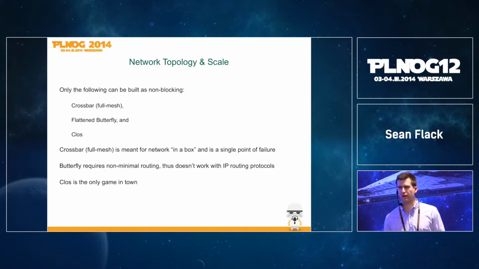So you tend to see these in HPC or high-performance network environments, where a network is built for a certain scale, and you do not imagine it getting any bigger or any smaller. And it provides a single point of failure. If you lose one of those switches in the full mesh, you've lost a lot of your bandwidth. The butterfly requires non-minimal routing, which means that we have to jump from node to node to get to the final destination, and therefore it doesn't work very well with IP routing protocols. Therefore, the only one in town really is the Clos, the leaf-spine architecture.